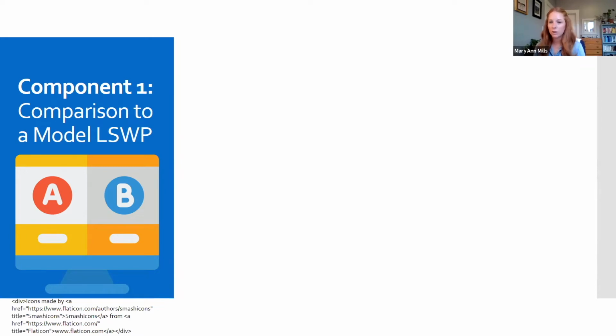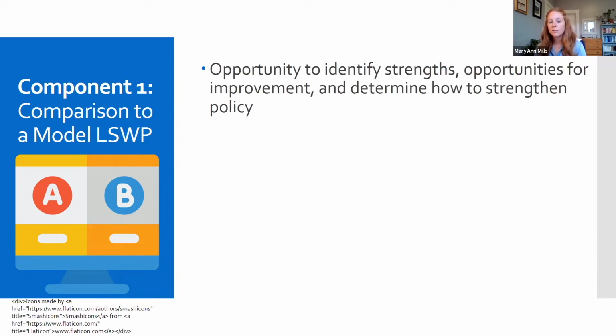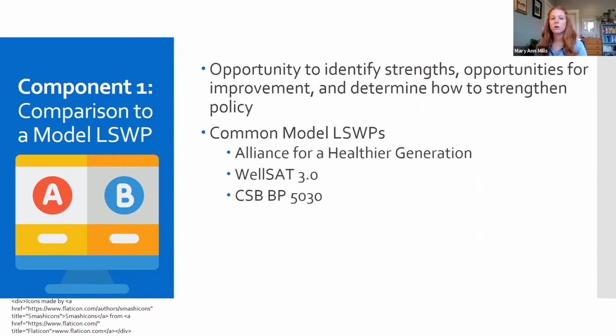So the first component of the triennial assessment template is the comparison to a model local school wellness policy. The purpose of this is really for districts and LEAs to identify strengths within their written wellness policy, opportunities for improvement, and then to determine how to strengthen their wellness policy. So really elevating their wellness policy to make it stronger, to improve the health and well-being of students within their district. And so the template actually provides tools for you to use to complete this component.